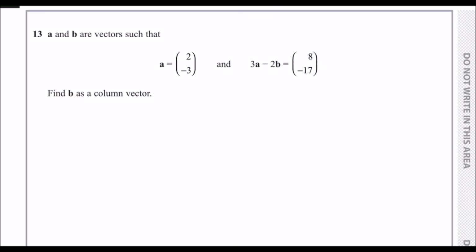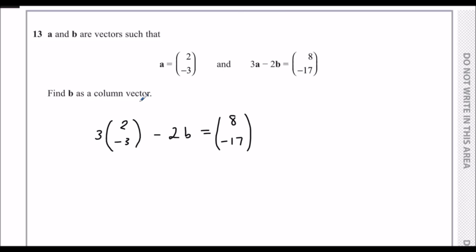Question 13. A and B are vectors such that A is (2, -3), 2 right, 3 down, and 3a minus 2b is (8, -17). So 8 to the right and 17 down. Find b as a column vector. So 3a's take away 2b's is (8, -17). So 3 of these a's minus 2b's equal (8, -17).